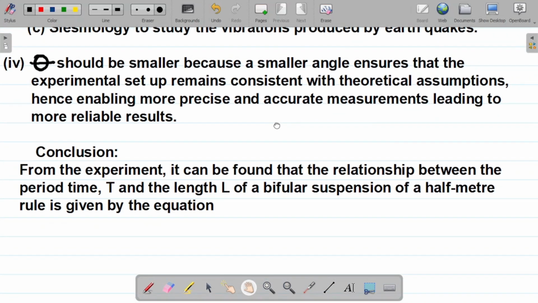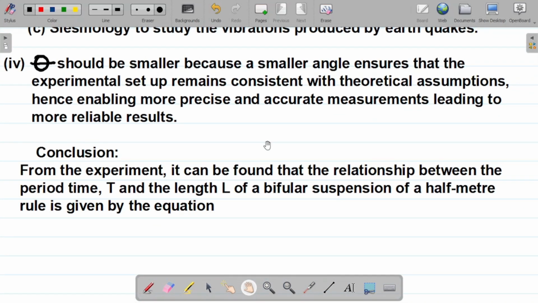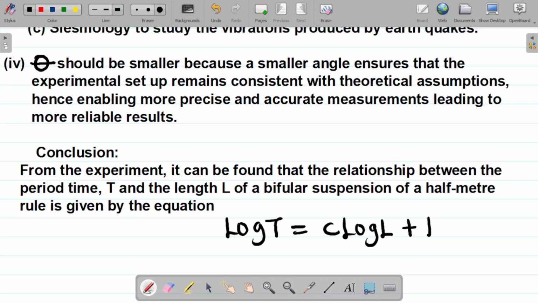All right, so we're asked to make a conclusion. From the conclusion, what can we say? So in conclusion, we can see that from the experiment, it can be found that the relationship between the period time t and the length L of a bifilar suspension of a half-meter rule is given by the equation. In this case, the equation should be log t is equal to c log L plus log A. So this is the equation here.